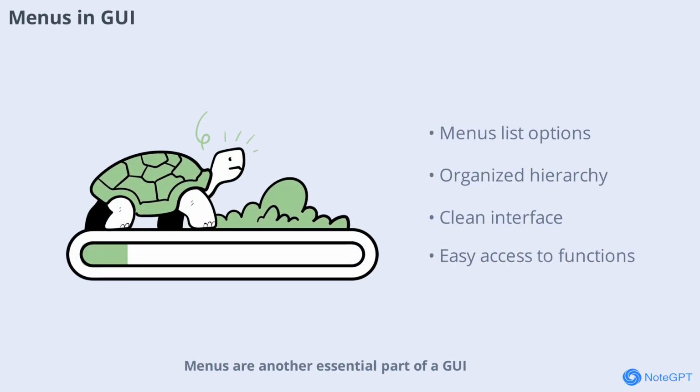Menus are another essential part of a GUI. They provide a list of options or commands that users can choose from. Menus are often organized in a hierarchy, with main menus leading to submenus. This structure keeps the interface clean and organized, allowing users to find what they need without cluttering the screen. Whether it's a drop-down menu in a word processor or a settings menu on your phone, menus make it easy to access a wide range of functions.